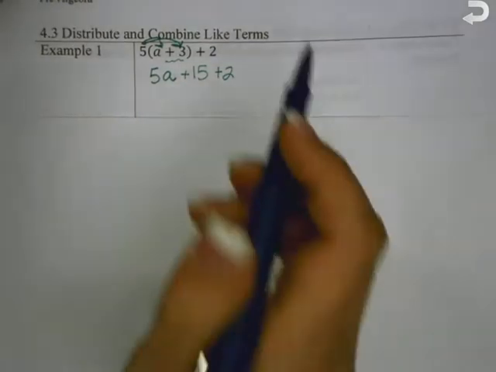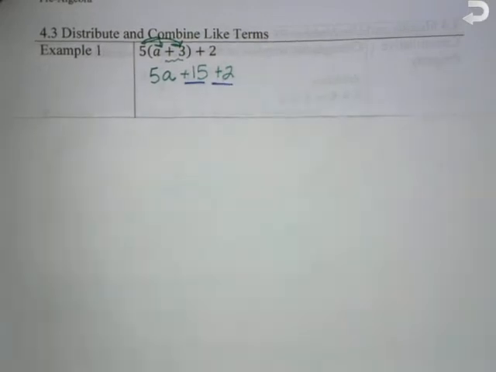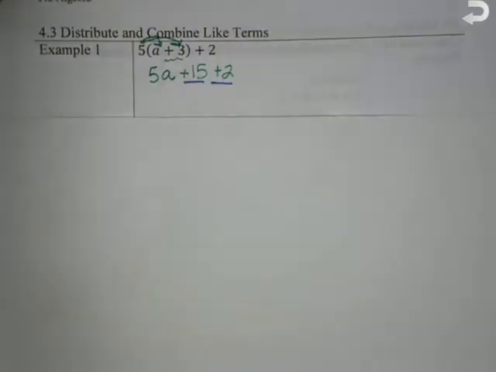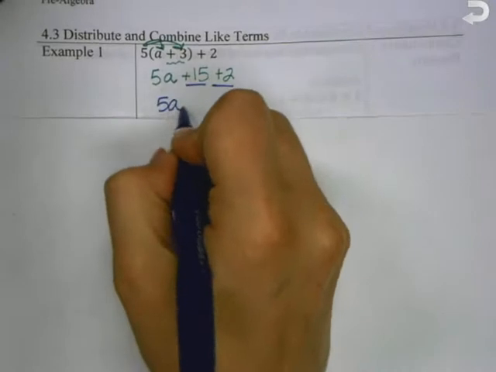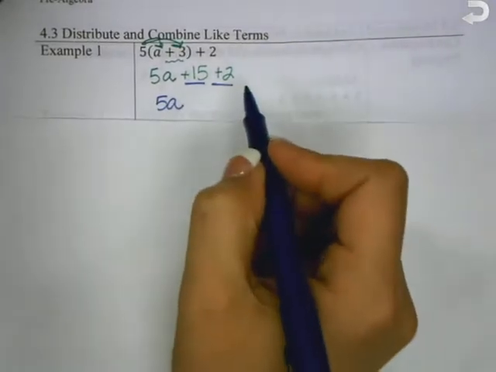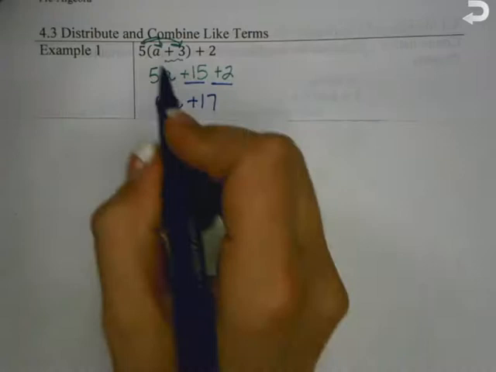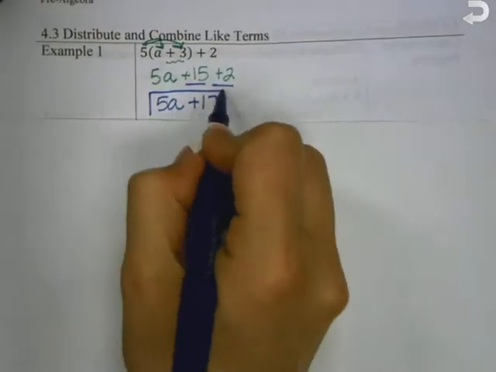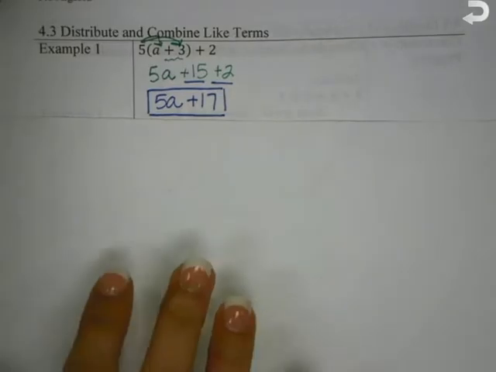Now I need to look at what I have so far. And do I have any like terms that I can combine? Yes, I do. I have positive 15 and positive 2. Remember, constants are like terms. So we have 5A, and what's 15 plus 2? 17. So my answer is 5A plus 17. This is easy. Let's look at example 2.